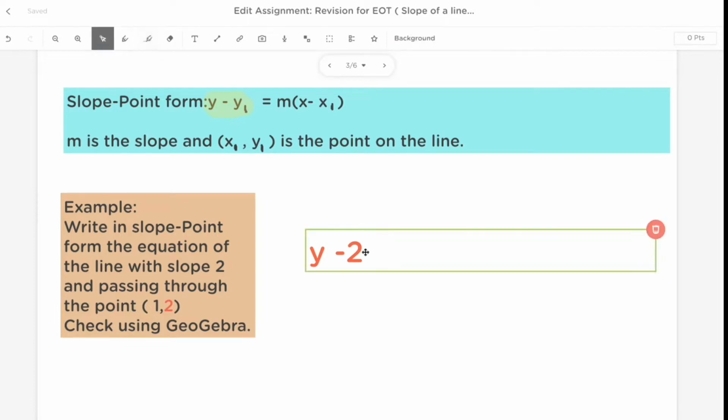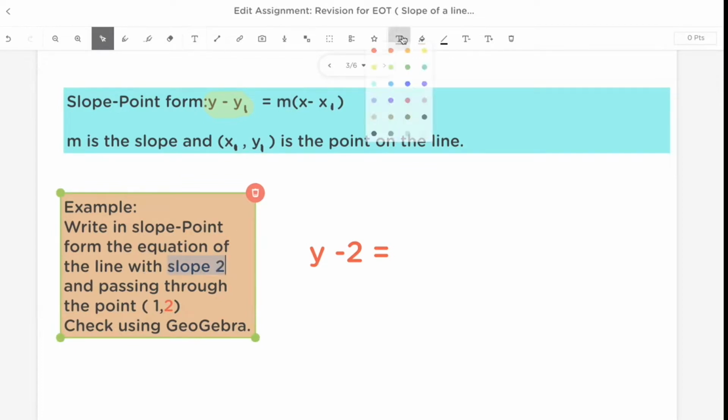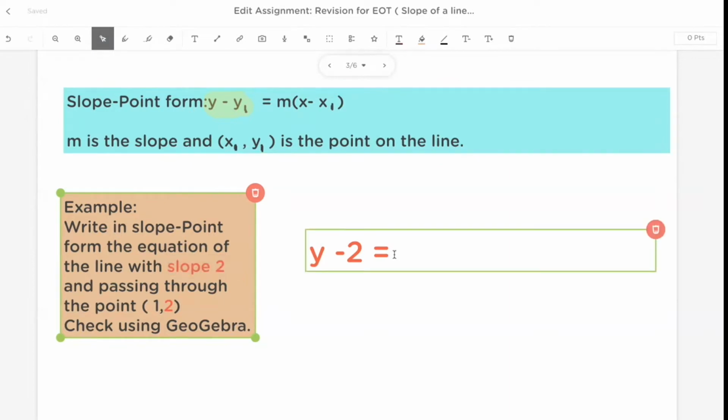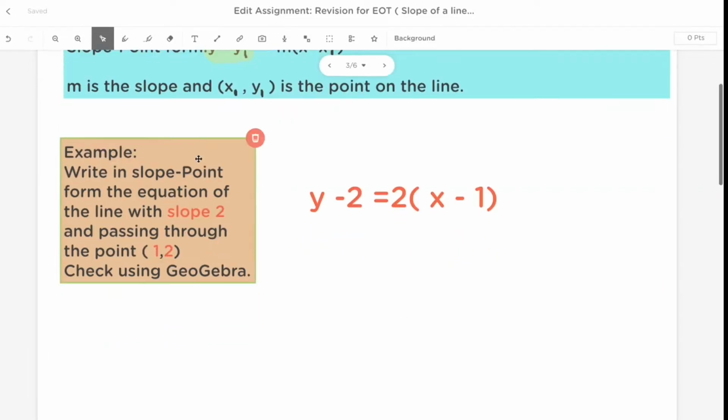Okay, equals m. What is m in this question? Slope of 2. This is your m, all right? So I put here 2 bracket x minus 1. This is the slope point form.